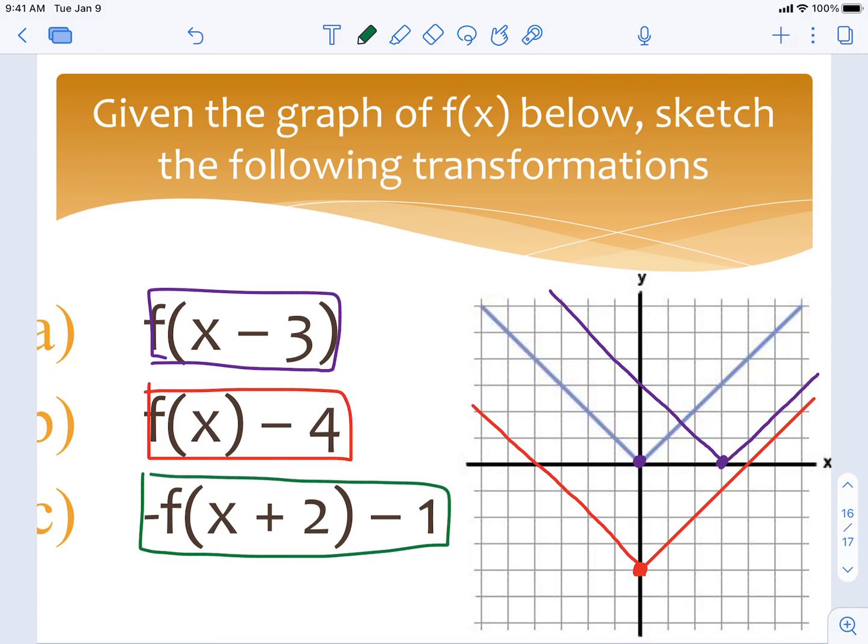So we've got a lot of stuff going on there. We have a vertical reflection, a shift 2 to the left, and then down 1. So let's move the vertex first. 2 to the left and down 1 from the origin is right there. And now, because of that vertical reflection, instead of going up and to the right, up and to the left, it's going to go down to the left and down to the right. So it's upside down.